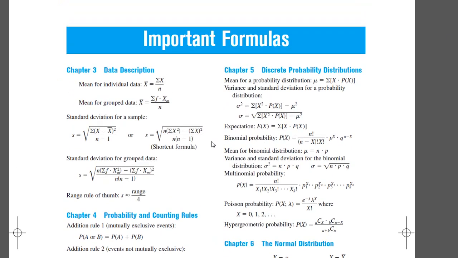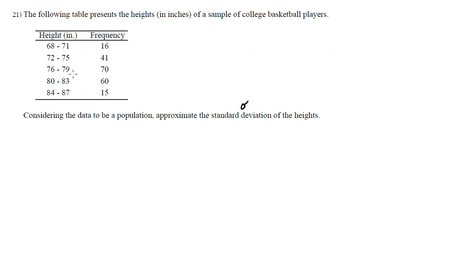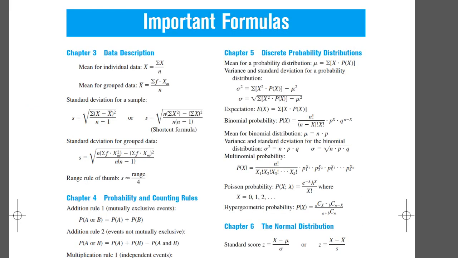So this is chapter 3, standard deviation for a sample. Standard deviation for grouped data. So that's what we're doing here. We're using grouped data, right? Because we've got frequencies. This is a grouped frequency distribution, right? So we're finding the standard deviation for grouped data. Let me go back to it. Where is it? Yeah, there it is.